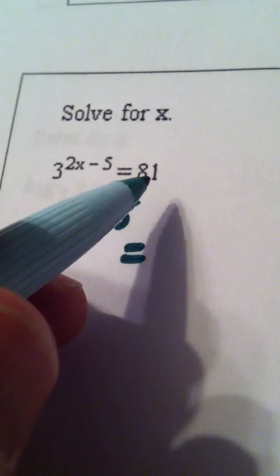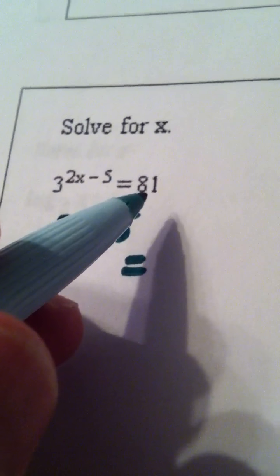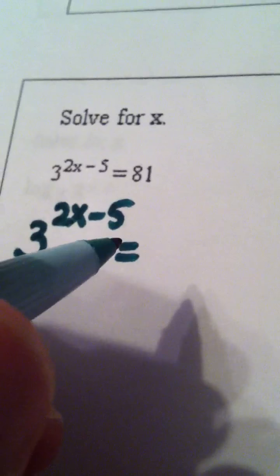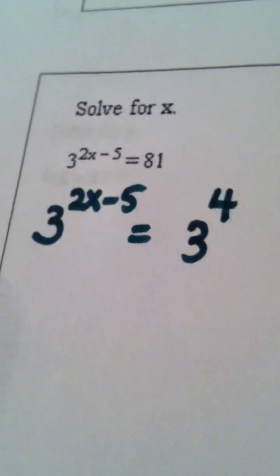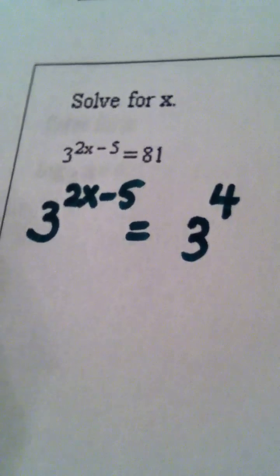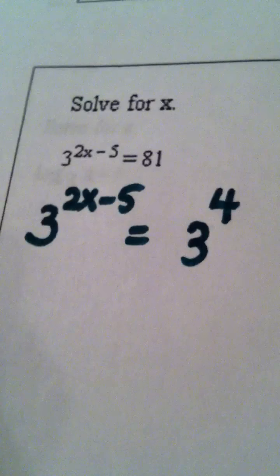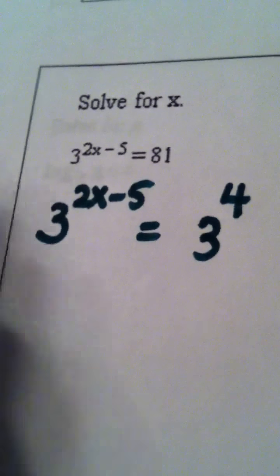But when I look over here, let's see, 81, 3 times 3 times 3 times 3, there we go. 81 is 3 to the 4th power. 9 times 9, which breaks down to 3 to, yep, 81 is 3 to the 4th power.